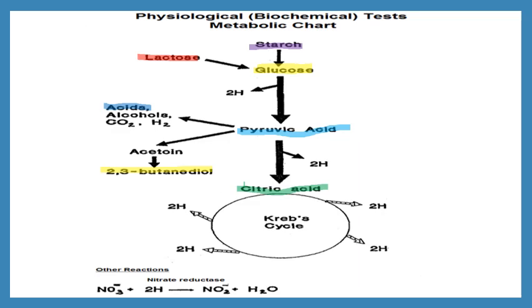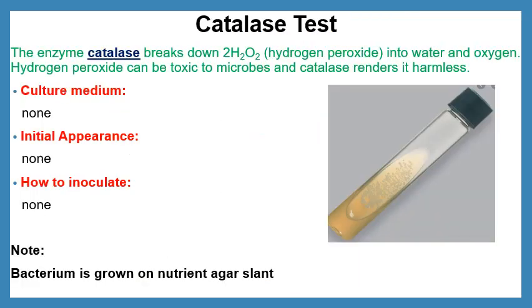Last but not least, we will look at a test called the nitrate reduction test, which has to do with whether or not a bacterium possesses the enzyme nitrate reductase. This is just a brief overview of how all of these physiological tests play a role in metabolism, which is crucial to the survival of a particular bacterial cell.